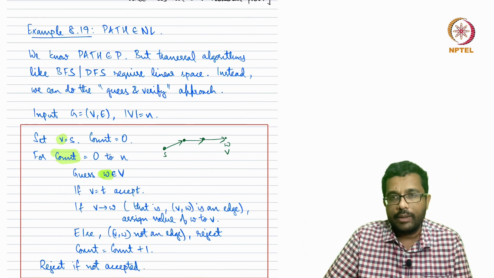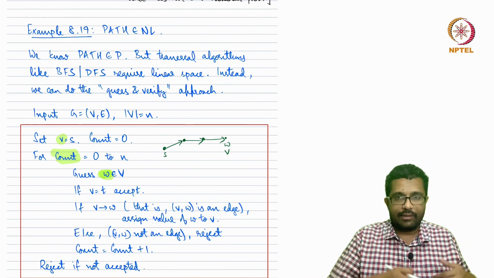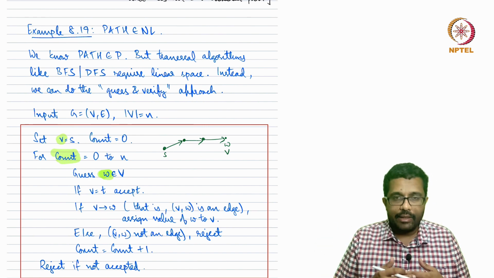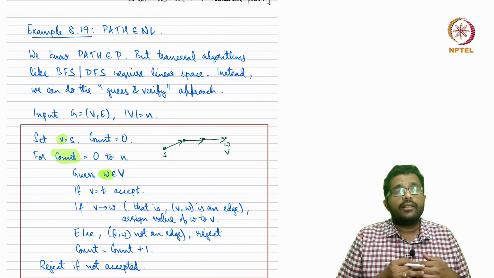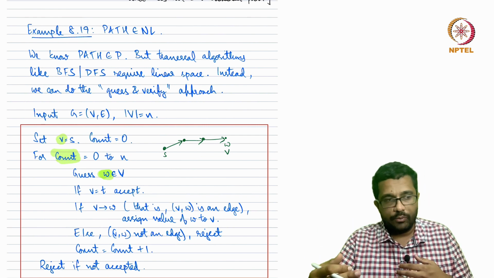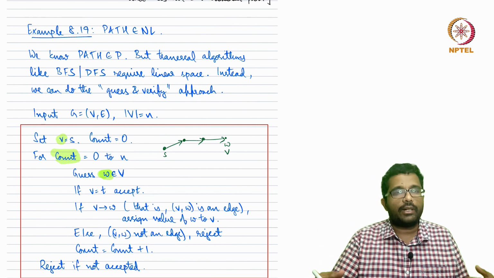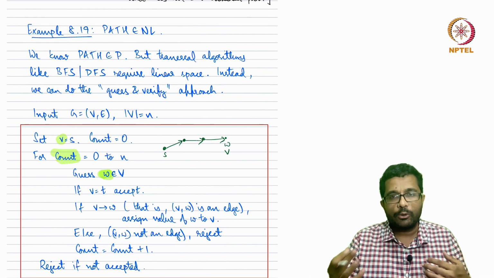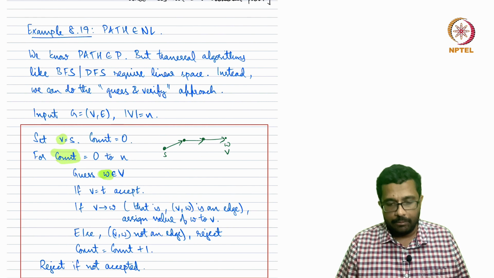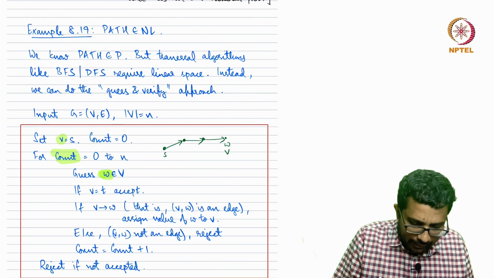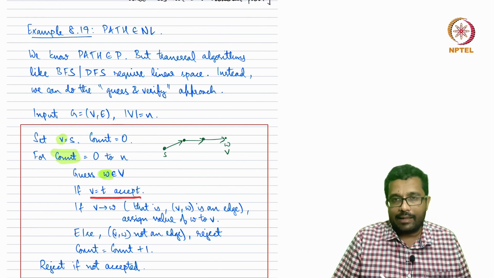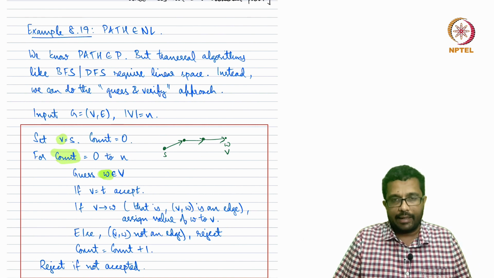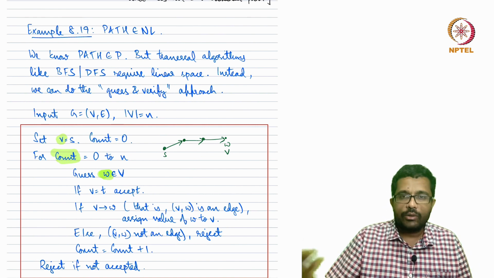V is where we are currently now, with confirmed edges at each stage, but W is our next guess. So we know for sure that there is a path from S to V, but W we are just exploring whether there is a path from V to W. If at any point V is equal to T, we accept, meaning we know that there is a path from S to T. Otherwise we continue this process.